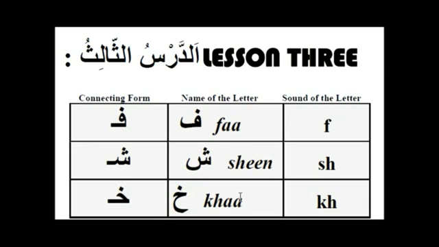We'll go through all 3 letters, as you can see in front of you in this session 7: the letter fa, the letter sheen, the letter kha. All these letters are connectors. As you can see, here's the fa's connecting form, here's the sheen's connecting form, and here's the kha's connecting form.